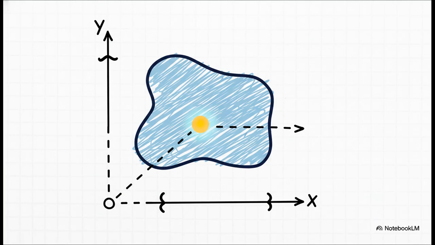We use two coordinates you're already familiar with, x bar and y bar. x bar is the horizontal distance from some vertical reference line, our y-axis. And y bar is just the vertical distance from a horizontal reference line, our x-axis. These two values, x bar, y bar, are basically the exact street address of our centroid.